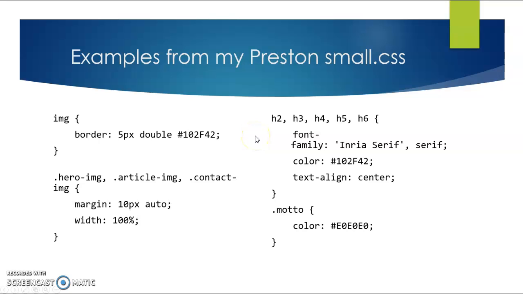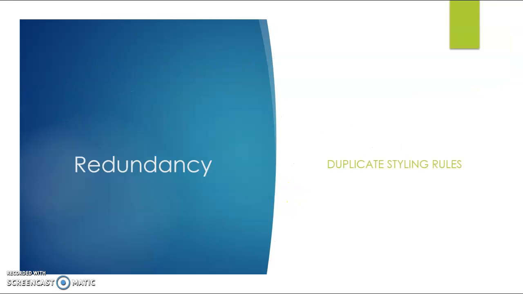Another example here is my H2, H3, H4, H5, and H6, which have a font family, a color, and a text align. But then I add my motto at the top, and I don't want that to be the same color, and that's an H3 element. Because it's an H3 and I don't want it to be the color specified before, I added a color and a class for the motto so that the color could just change for the motto. So redundancy is duplicate styling rules.